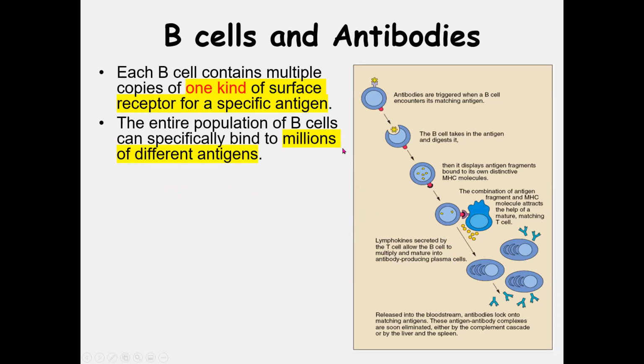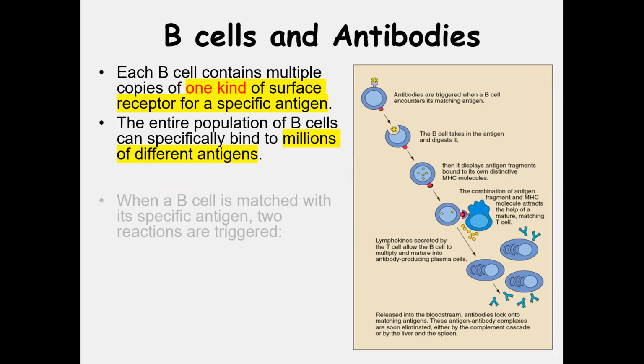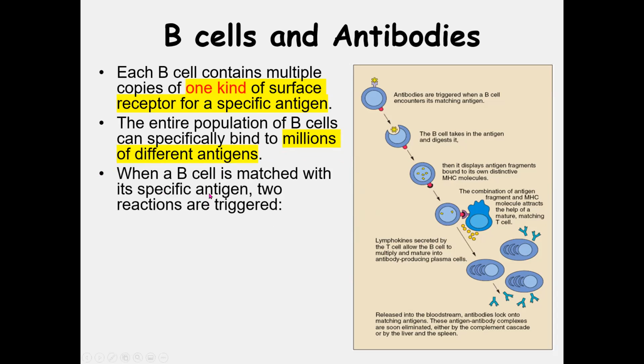And so within the entire population of B cells, we have millions of different antigen receptors. So there are very few B cells with the same antigen receptor. So when the B cell matches with a specific antigen, there are, let's say, two reactions.